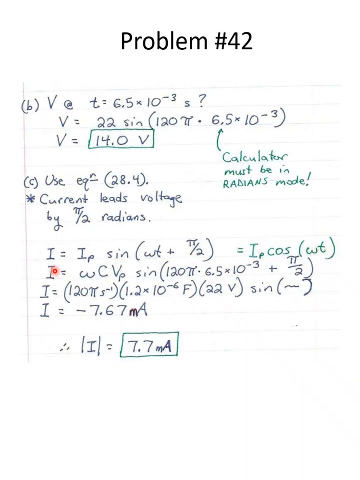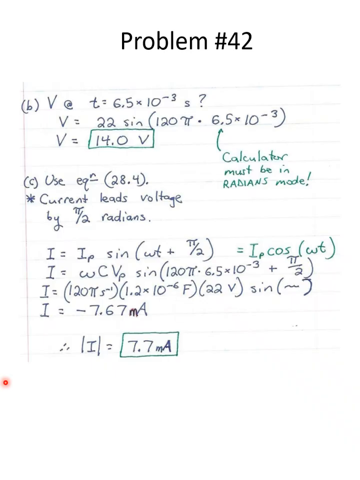Peak current is omega times C times peak voltage. And then we have the times sine omega t, so 120 pi times 6.5 times 10 to the negative 3, that's your omega t, and then plus with that phase shift of pi over 2. And so we plug all those in. Here I just wrote sine with a squiggle, meaning sine of all that stuff that I didn't care to write again. And we get current is negative 7.67 milliamperes.